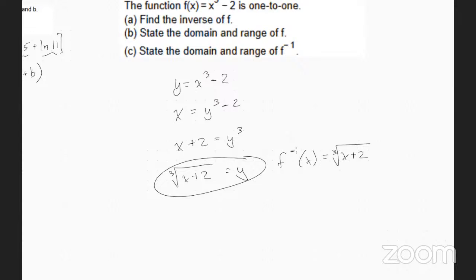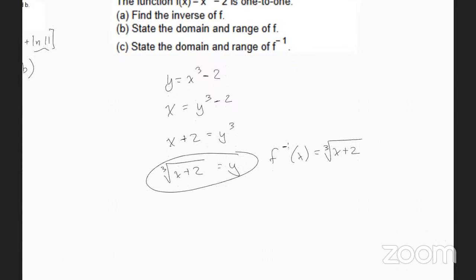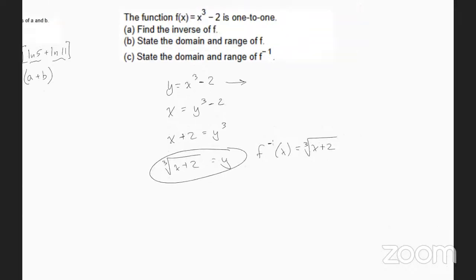So the domain of this would be negative infinity to infinity. It's all real numbers, right? Both of them are all real numbers, because that's the domain and the range of f is the same, right? Mm-hmm. And so for the inverse, it would be the same, because the domain of this is the same as the range of the original, and the range of this is the same as the domain of the original.